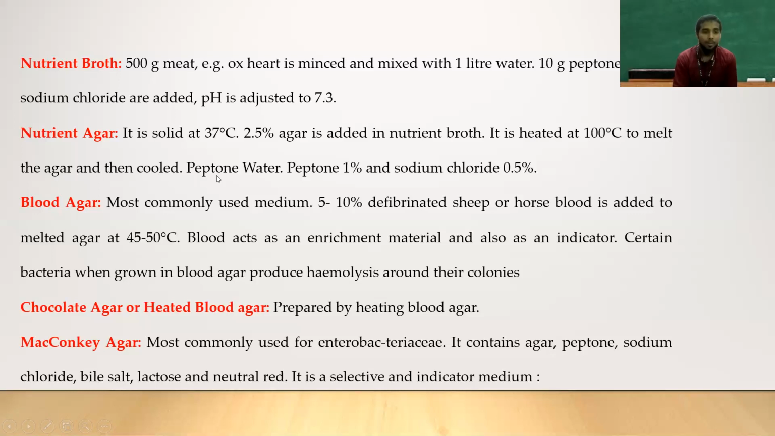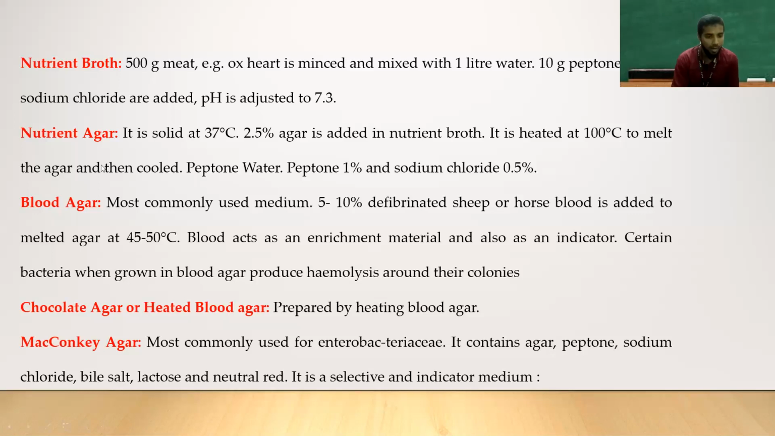Then peptone water, that is 1% of the peptone plus 0.5% sodium chloride. That is a mixture of peptone water. The composition of peptone water is 1% of peptone and 0.5% of sodium chloride solution. That mixture forms peptone water. So in nutrient agar, the agar is solid at 37 degrees centigrade, and when it is heated at 100 degrees centigrade, it forms a liquid, and to it peptone water is added, which contains 1% of the peptone and 0.5% of the sodium chloride.